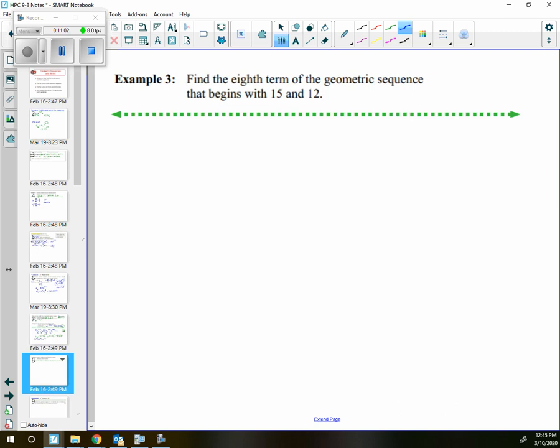So it says find the 8th term of a geometric sequence that begins with 15 and 12. So our sequence starts with 15, comma 12, comma dot, dot, dot, and I want to find the 8th term. So you're looking for A sub 8. All right, so go ahead and pause and think about how you might approach this. What are your options? What do you think might work to find that 8th term? And then we'll talk about some options together.